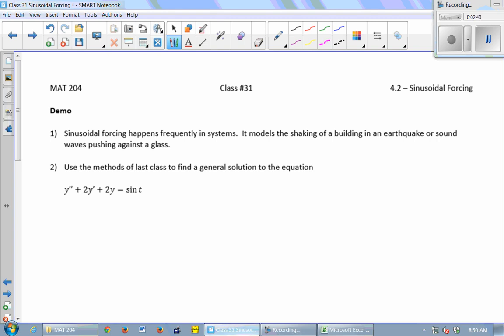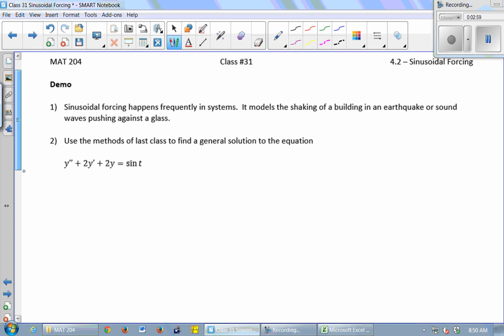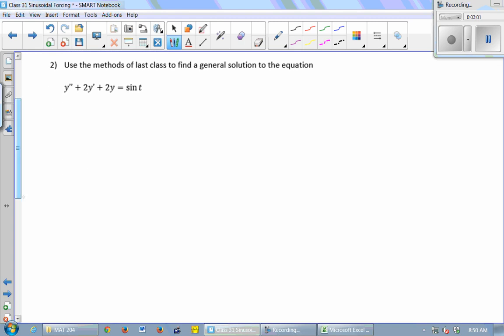All right, so sinusoidal forcing happens frequently when you're using a differential equation to model a system. It could model the shaking of a building in an earthquake, or sound waves pushing against glass. So if we use the methods from last class, we can solve this sinusoidal forcing differential equation. Last class there were 3 steps, right? First you have to solve the associated homogeneous equation, y double prime plus 2y prime plus 2y equals 0.